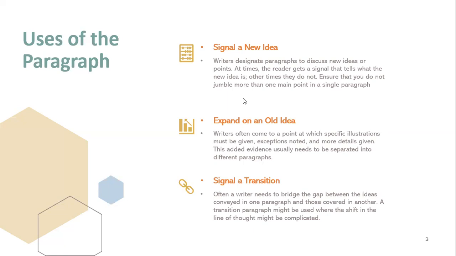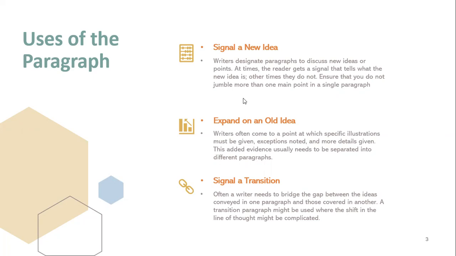And on expanding an old idea, writers often come to a point at which specific illustrations must be given, exceptions noted, and more details given. This added evidence usually needs to be separated into different paragraphs. And lastly, often a writer needs to bridge the gap between the ideas conveyed in one paragraph and those covered in another. A transition paragraph might be used where the shift in a line of thought might be complicated.